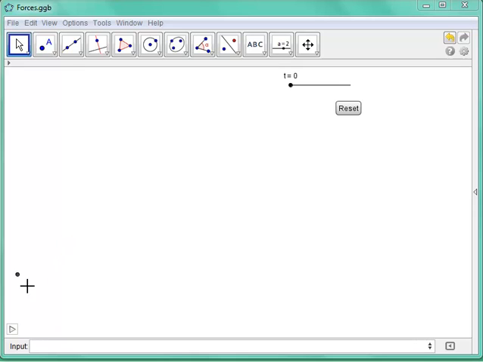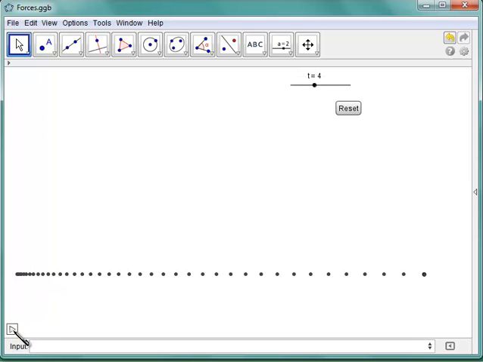Okay, so here I have a particle that is at rest, and when I click this button, this particle will move to the right, picking up speed as it does so. So let's look at it. There it goes, picking up speed, and we see the displacements increasing as it moves across.